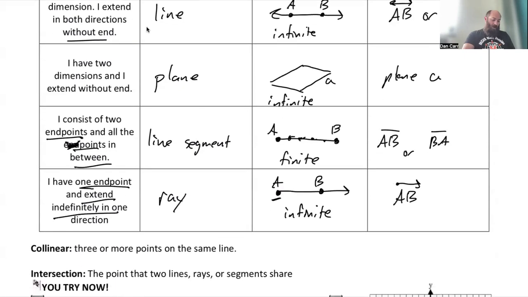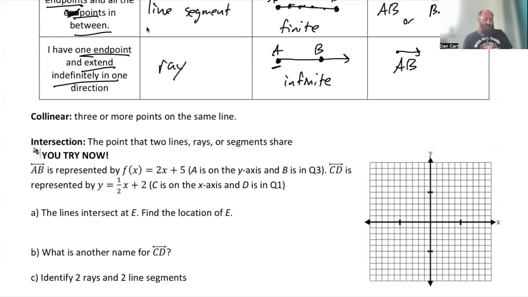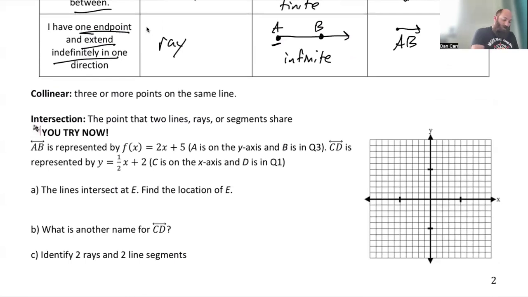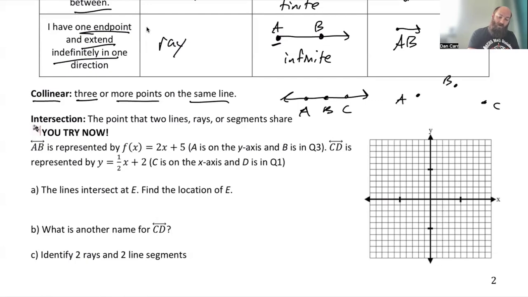All right. Some other words and concepts we want to look at. Collinear. Collinear is when 3 or more points are on the same line. So if I have a line like this, and I put A, B, C on it, those are collinear. If I do something like this, with ABC here, those are non-collinear. I cannot draw a straight line that connects all three.